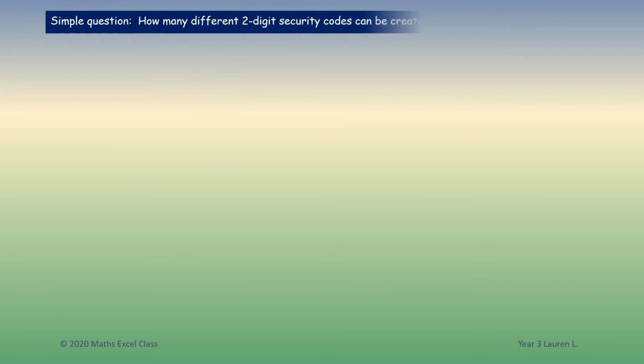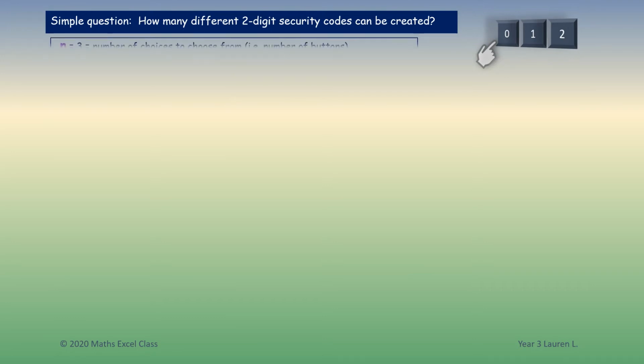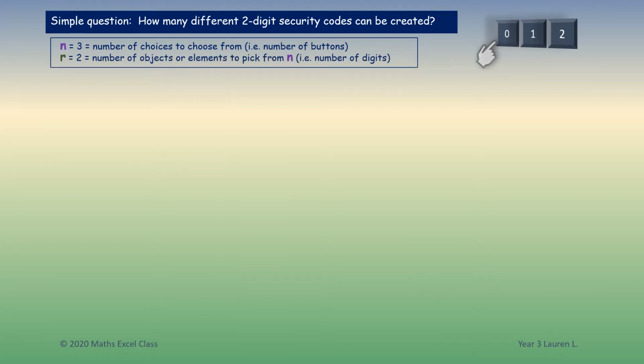The simple question is, how many different 2-digit security codes can be created from this keypad? To help with the formulas, what is N and R? N is 3 in this question, and it is the number of choices to choose from, in this question the number of buttons. Now for R, in this question 2, it is the number of objects or elements to pick from, and in this case the number of digits of the security code.